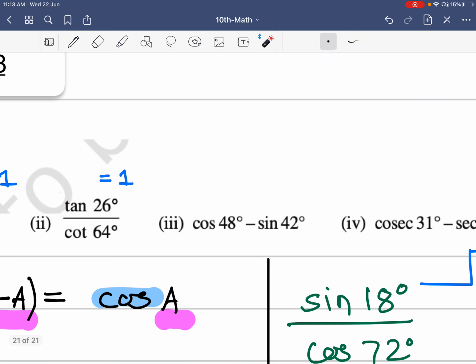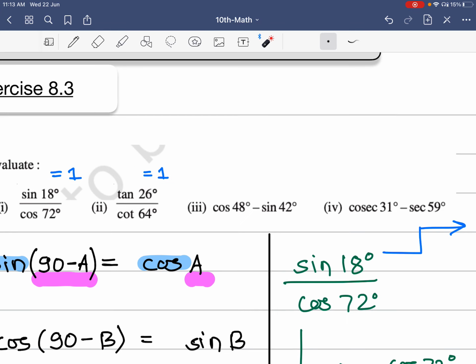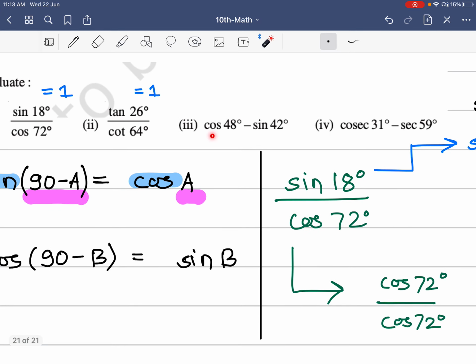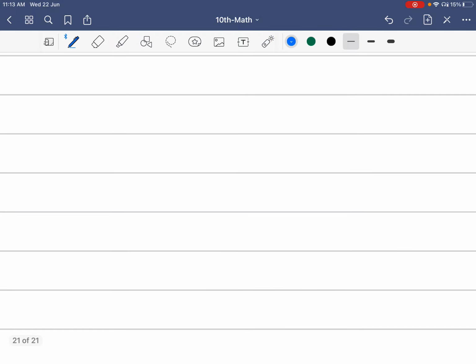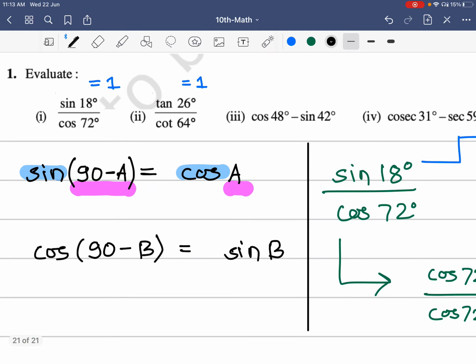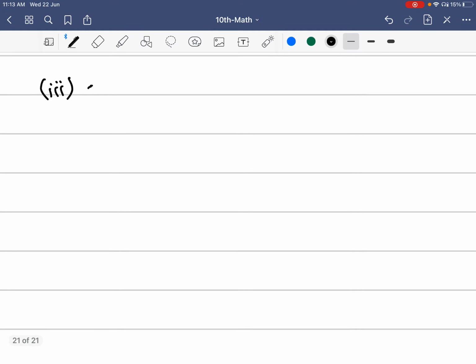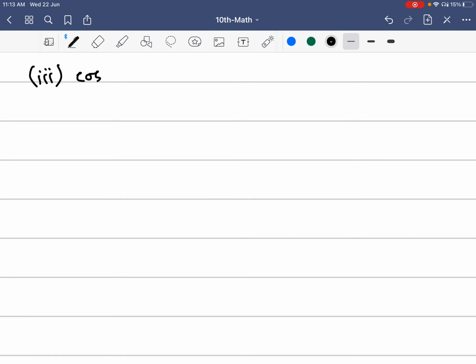Now next, expression number 3 is cos 48 minus sin 42. So once again, let's bring it down and rewrite the question. This is our question number 3: cos of 48 minus sine of 42.